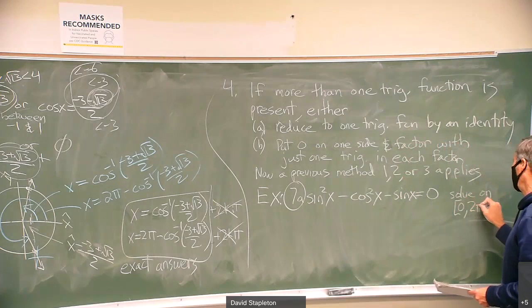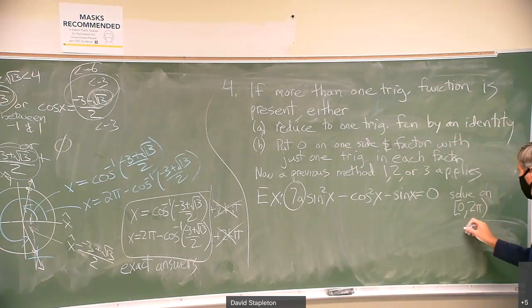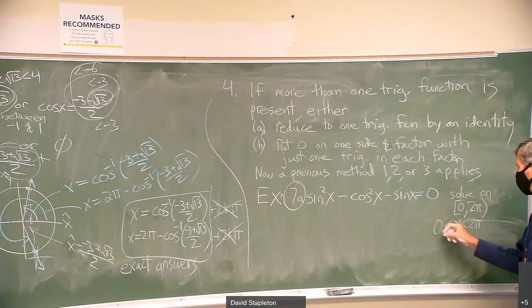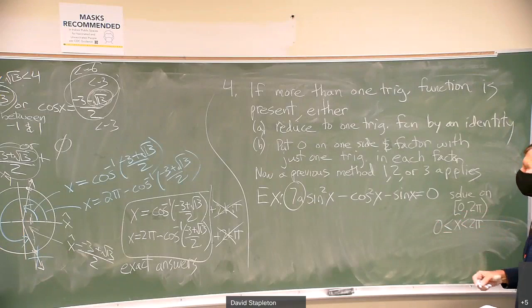And remember this notation, solve on 0 to 2 pi means that x is between 0 and 2 pi. The square bracket at the left means include equals, but the round bracket on the right means don't include equals. So that's what this means, right?